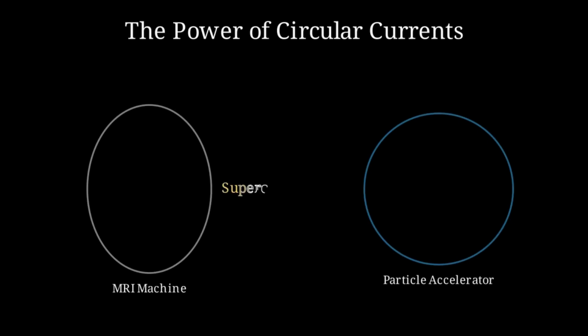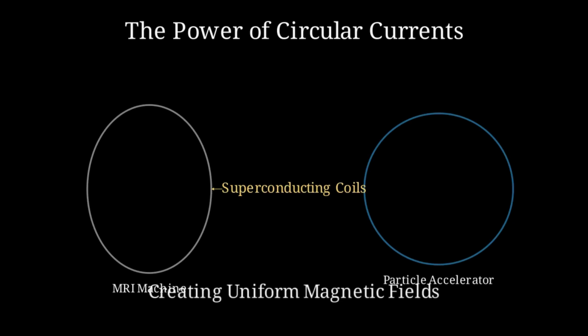From the high-resolution images of an MRI scan to the massive particle accelerators at CERN, the ability to calculate and control magnetic fields along the axis of circular loops is fundamental to modern physics. Today, we will derive the formula for the magnetic field at any point on the axis of a current-carrying loop and understand its physical implications.